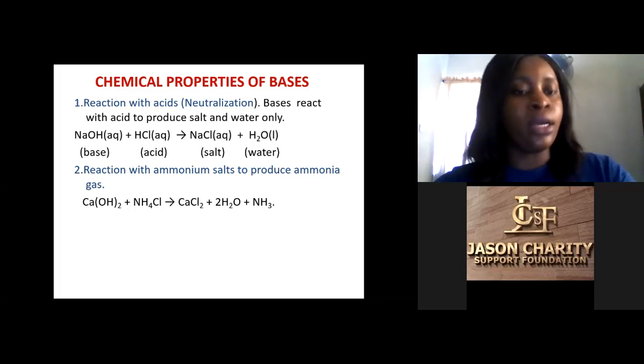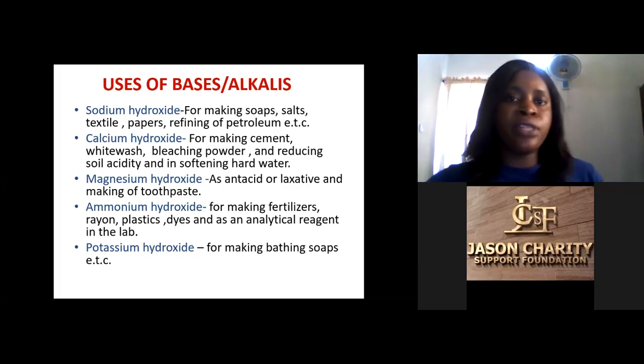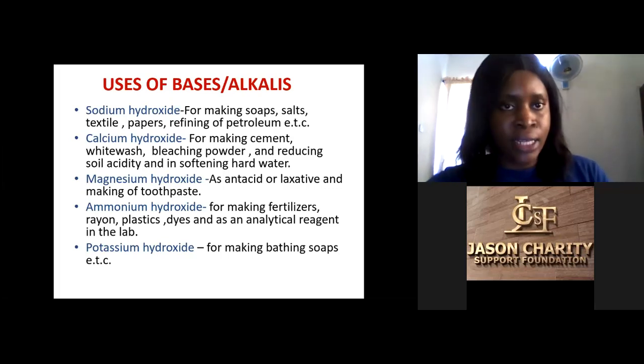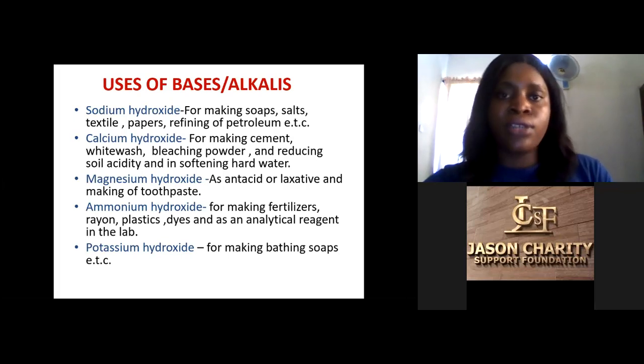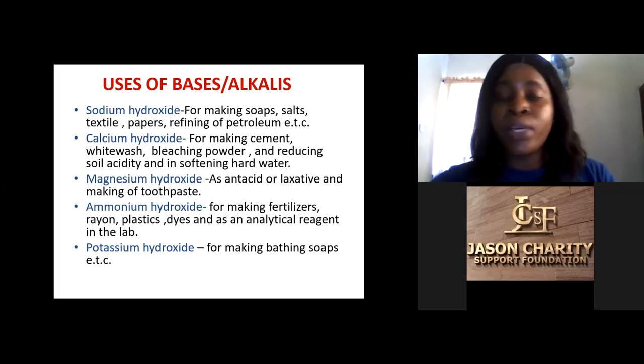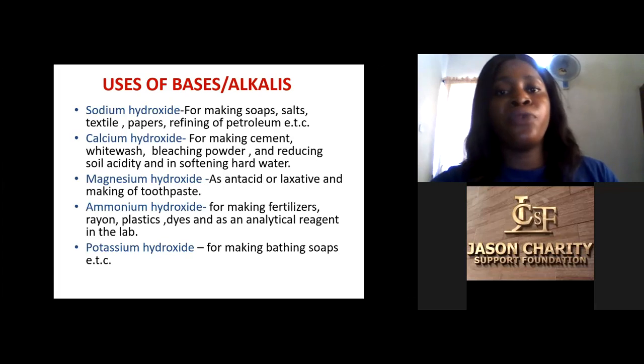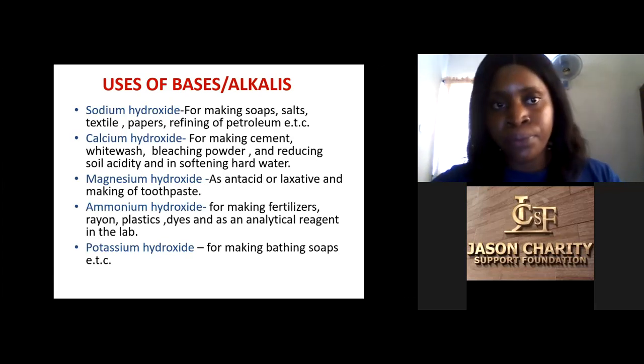So here I have the uses of bases or alkalis. The first one is sodium hydroxide. It is used for making soaps, for making salts, for the textile industry, for paper making, and also for refining of petroleum.